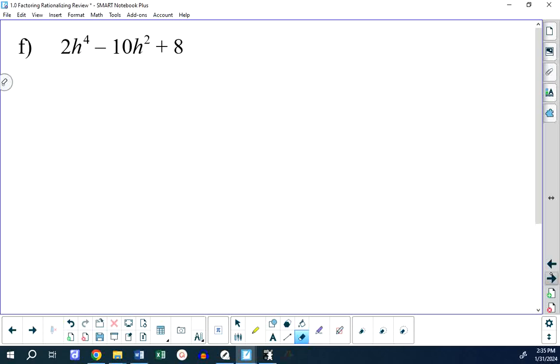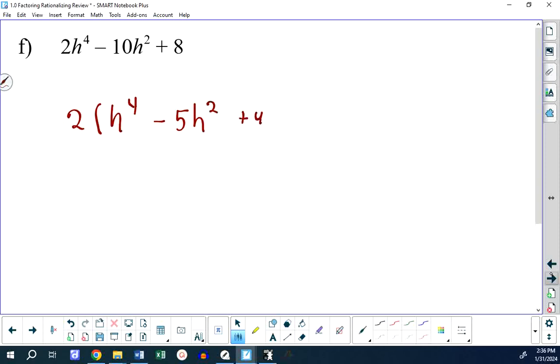Well, same kind of thing with a common factor. We can take a 2 out and have h squared minus 5h, and have h to the 4 minus 5h squared plus 4. Now I can factor this into h squared and h squared, looking for numbers that multiply to give 4 and add to give negative 5, which should be a piece of cake. Minus 1, minus 4. H squared minus 1 is a difference of squares. H squared minus 4 is a difference of squares. Okay.